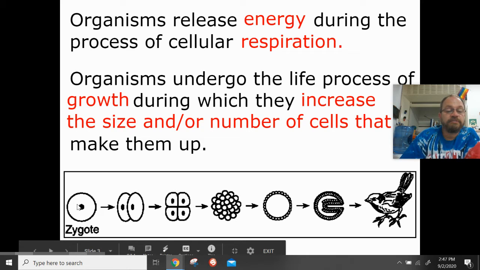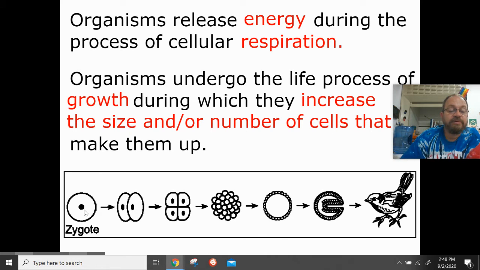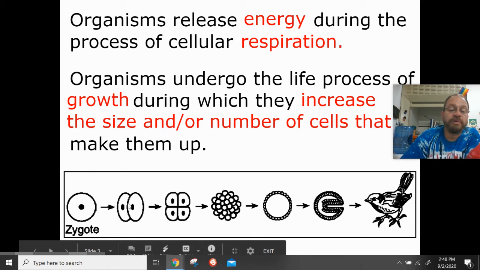Zygote is essentially a fertilized egg cell. And then throughout its lifetime, it divides and grows. So we get more cells and more cells and more cells until eventually we end up with a full organism. And again, we're going to talk about all these different processes in the middle here. We're not going to hit on them right now. Just understand that from the beginning to the organism, we all go through these processes.